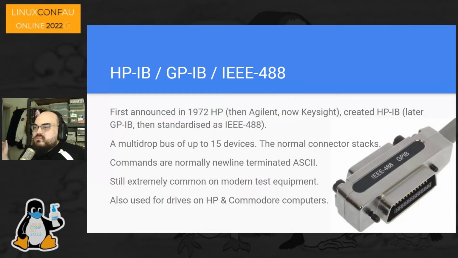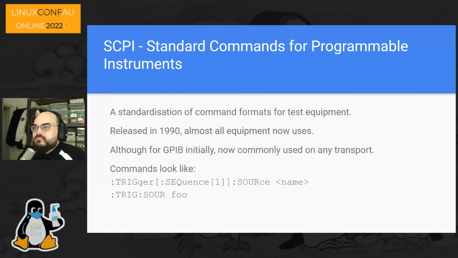Commands are new line terminated ASCII. It is still extremely common on modern test equipment. This is a 50-year-old standard this year. Brand new test equipment designed, released, comes out with GPIB because it is the standard. They've got more modern interfaces, but the old stuff still exists. And in that era, it was actually used as an interface for hard drives, tape drives, etc. on HP and Commodore computers, although the Commodore variant is not basic GPIB.